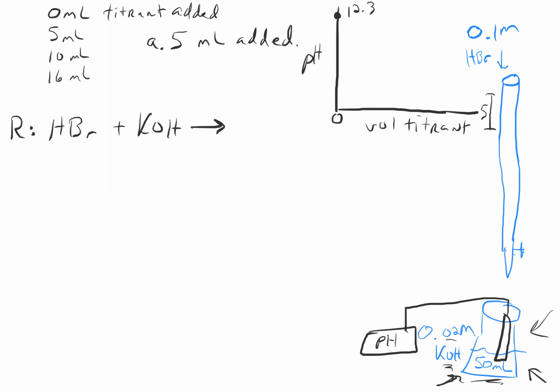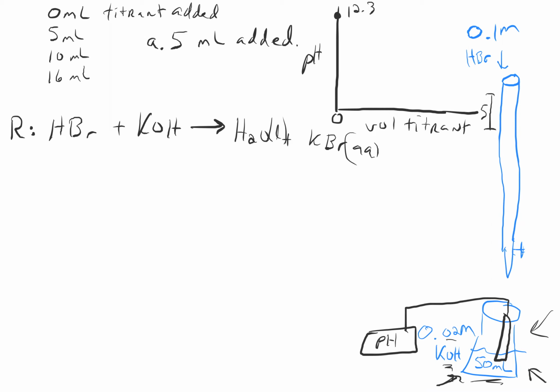Strong acid, strong base, mix: salt and water. So water is one product, salt's the other. That's going to be my KBr here, aqueous. All this is aqueous phase chemistry, right? 1 to 1 to 1 to 1 stoichiometry, balanced chemical reaction.